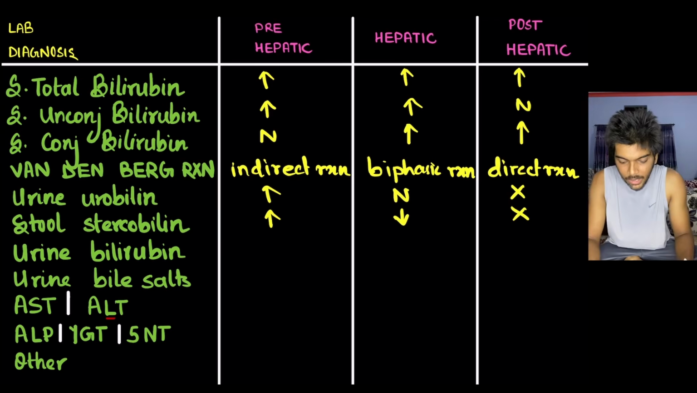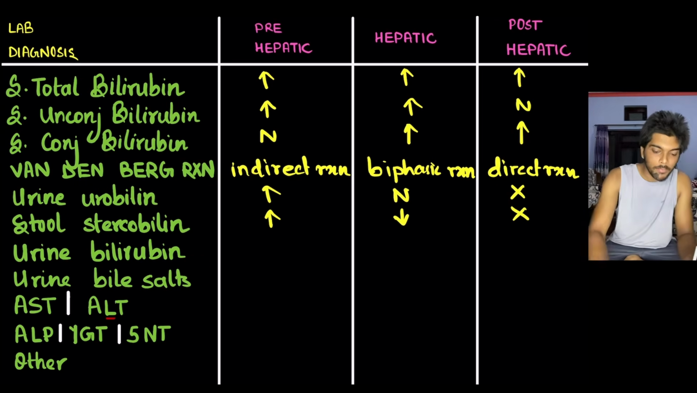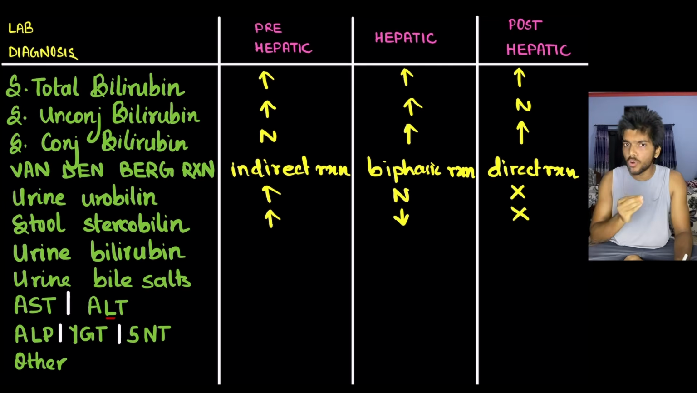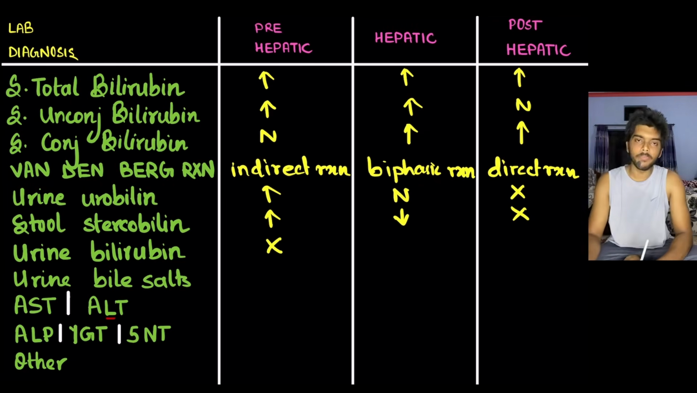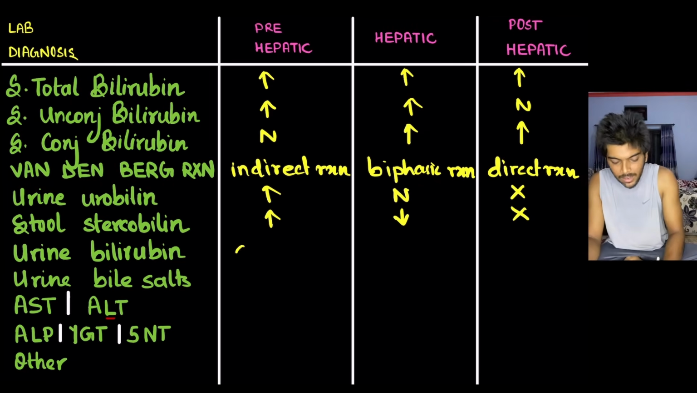Okay, now urine bilirubin. In prehepatic jaundice, unconjugated bilirubin has risen, and unconjugated bilirubin is bound to albumin. It is not excreted into the nephron. So there is no urine bilirubin detected, which is referred to as acholuria.